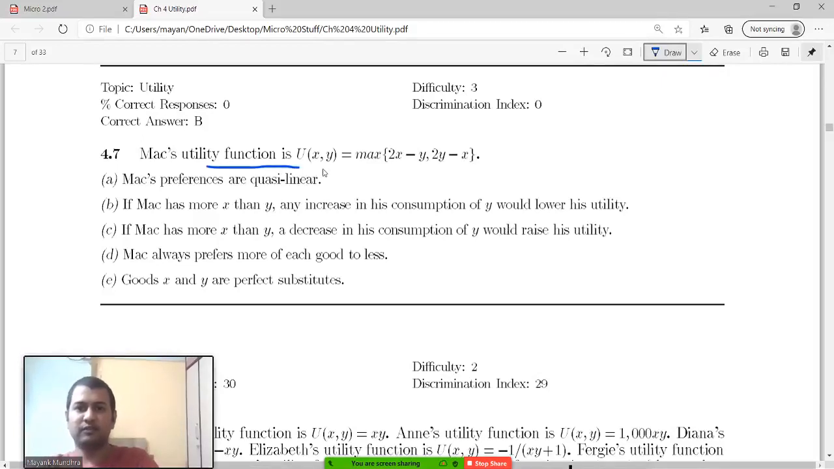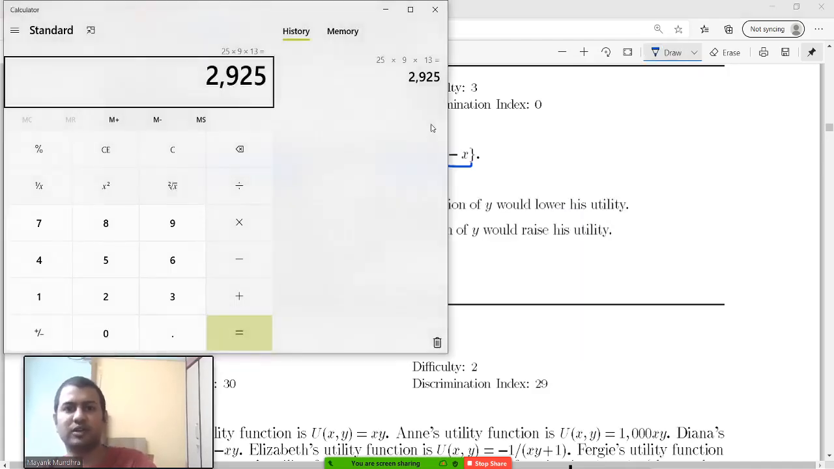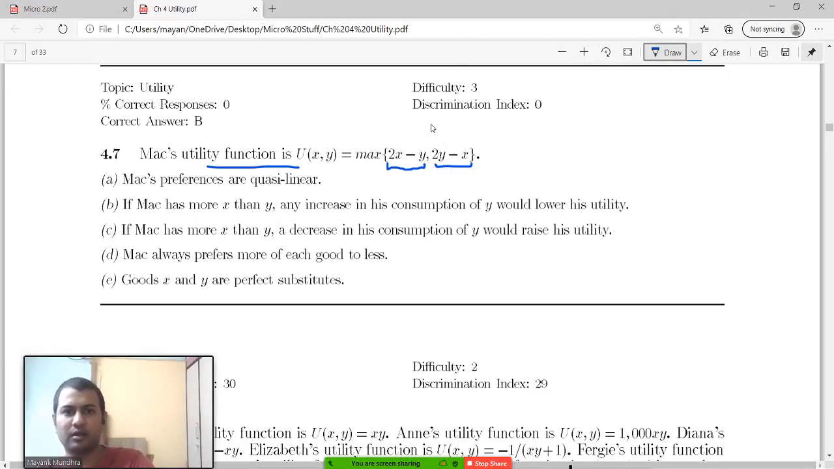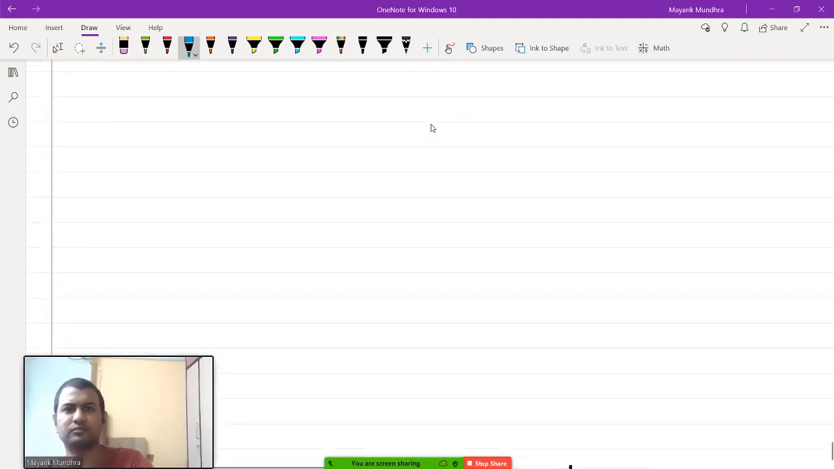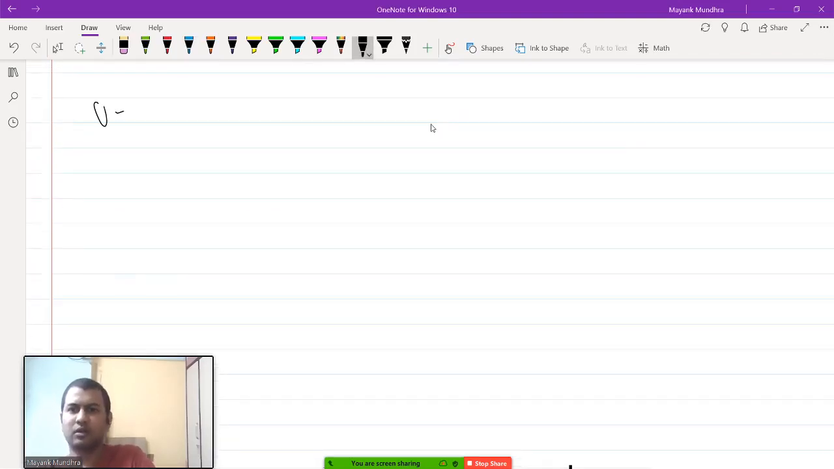Max utility 789. Max's utility function is the max of 2x minus y, 2y minus x. So let's just plot it. Utility equals the max of 2x minus y, 2y minus x.